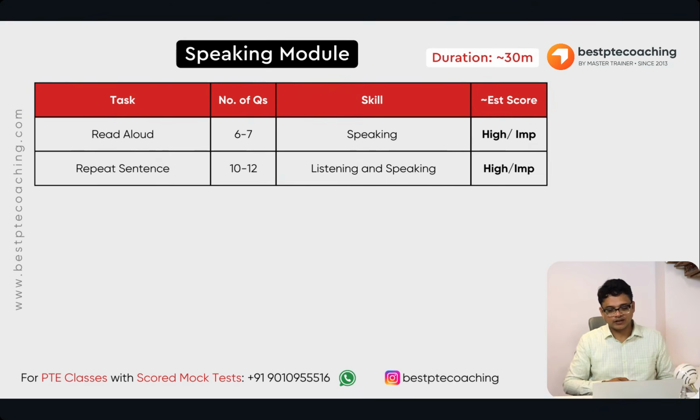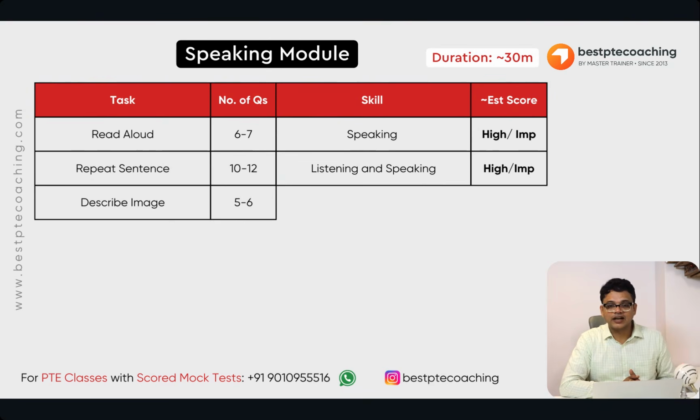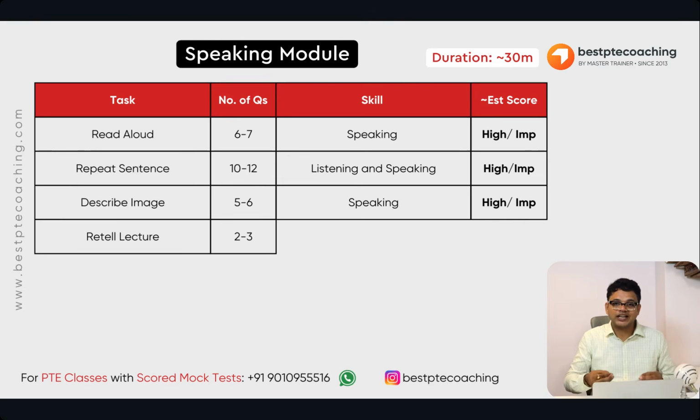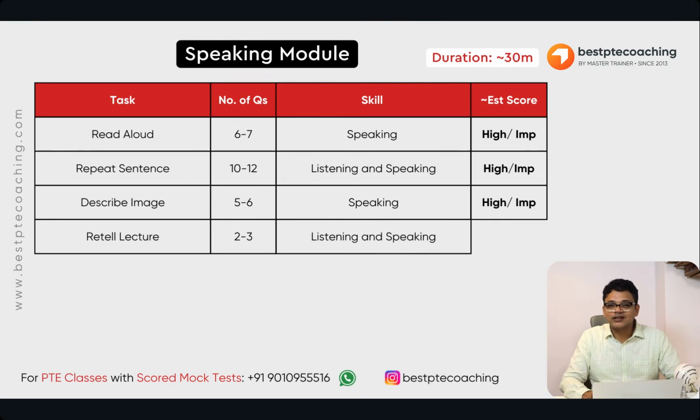Third one, describe image. There will be minimum 5 questions and maximum 6 questions from describe image, and it is going to supply speaking score only. It is estimated to be a high score task or an important task for your PTE. The fourth one, read a lecture. Minimum 2 questions, maximum 3 questions. It supplies score in speaking and listening both, and it is estimated to be a high score task or an important task.